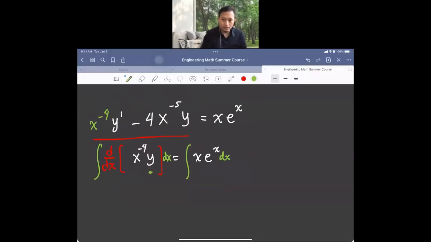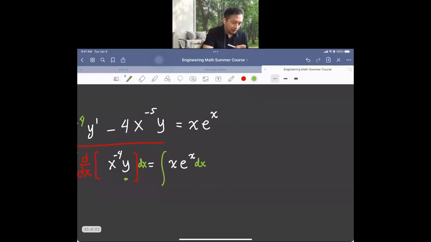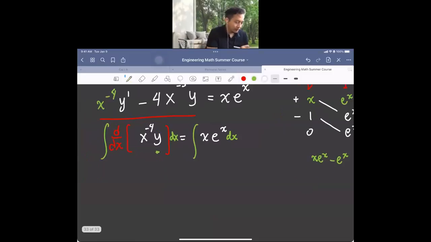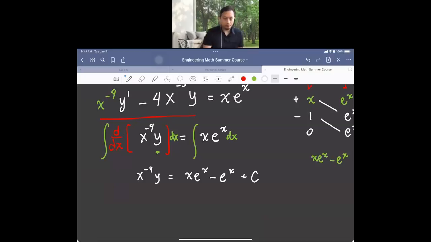Then the integral of x e^x dx. How to integrate that? So x e^x. Let me just write this for you. If you want to use this, you can use it as well. Differentiate becomes 1, e^x. This is 0. Oh, sorry, it's 0. This is e^x. So it becomes x e^x minus e^x. Okay. So we will have x e^x minus e^x plus c.